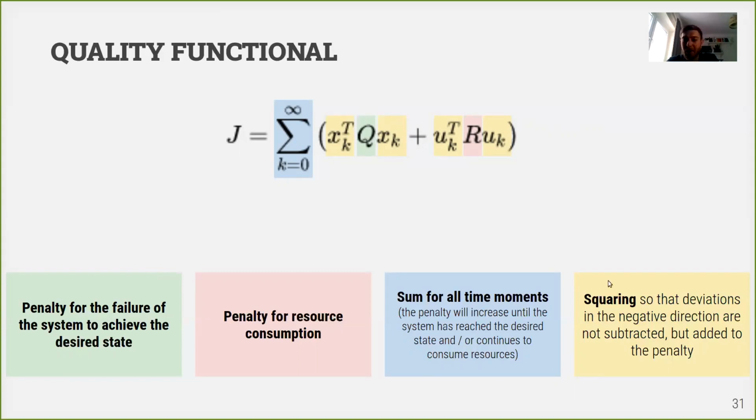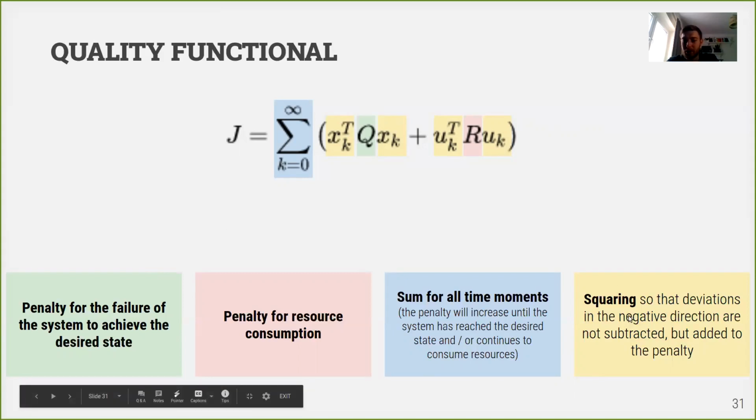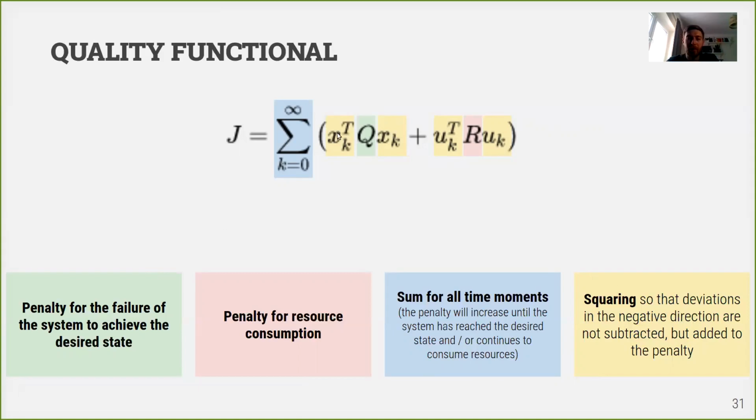And we have a square here just because deviations in the negative direction are not subtracted but added to the penalty. So for us, it doesn't matter if we move slower or faster than we want, both should be penalized. So this term works really simply. Imagine we have a desired velocity and a real velocity, and we just square the difference. So we square the error and multiply by some number written in matrix Q, depending on how much we should penalize our car for going too fast or too slow.